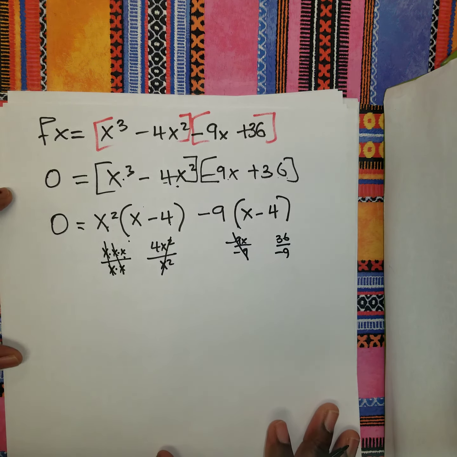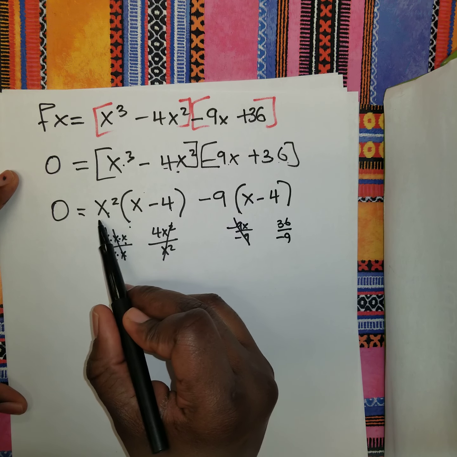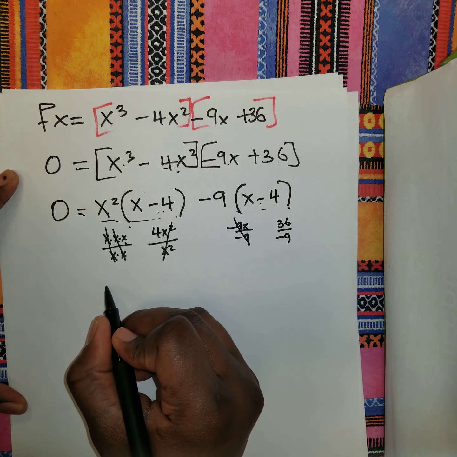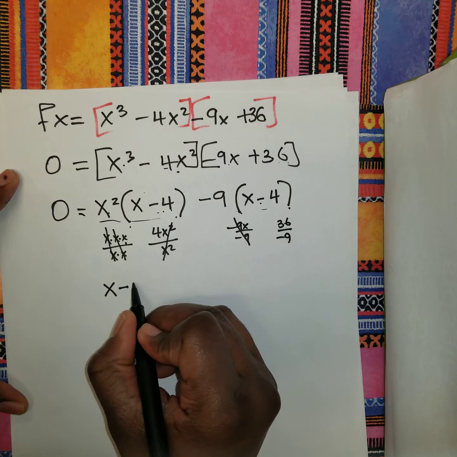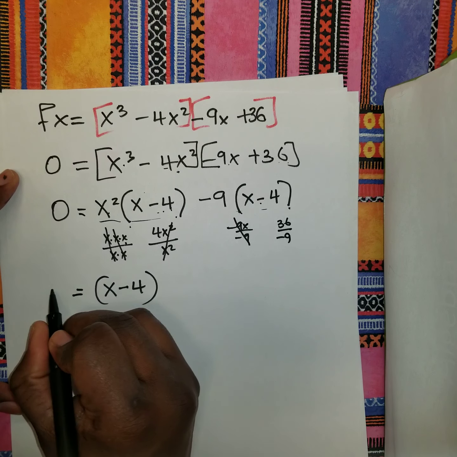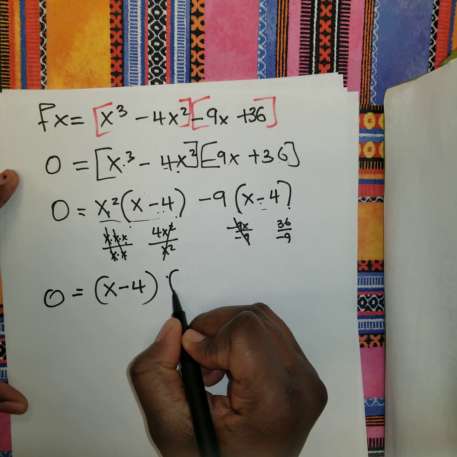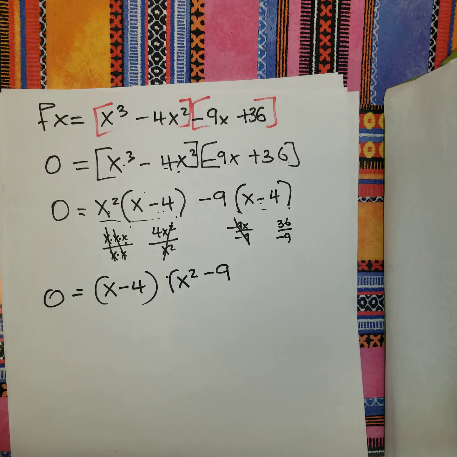All right, having that, I can do a second factorization, because between this term and this term I have something in common. I have x minus 4 being common. And then I am left with x squared minus 9.